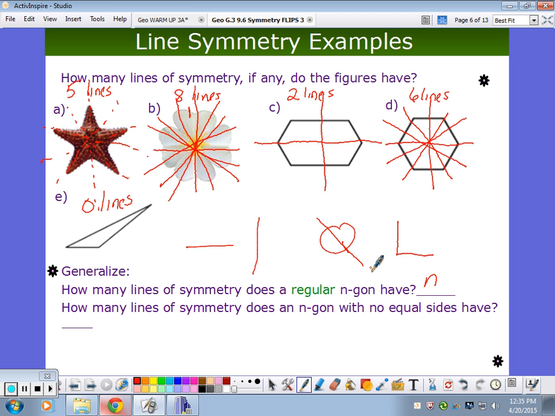Okay, back to this. A regular n-gon has n lines of symmetry. The word regular is important, right? Because this hexagon did not have 6 of them. How many lines of symmetry does an n-gon with no equal sides have? That's like this one. Yes?